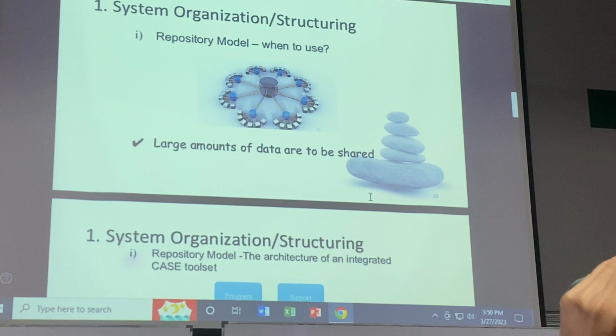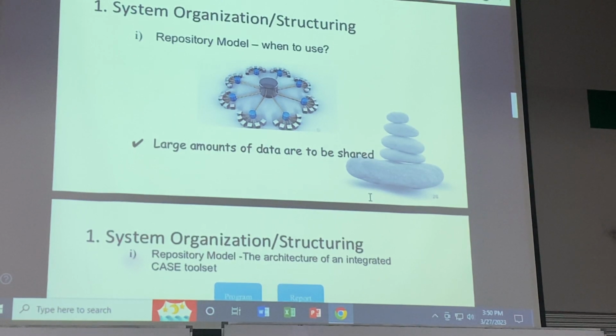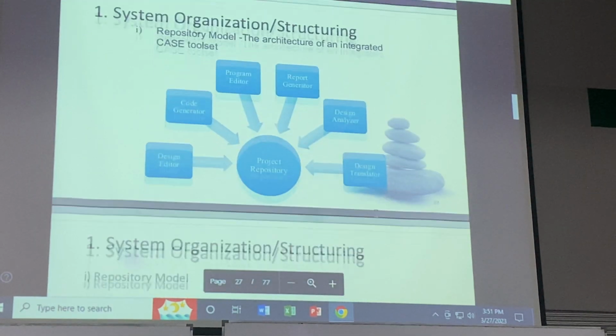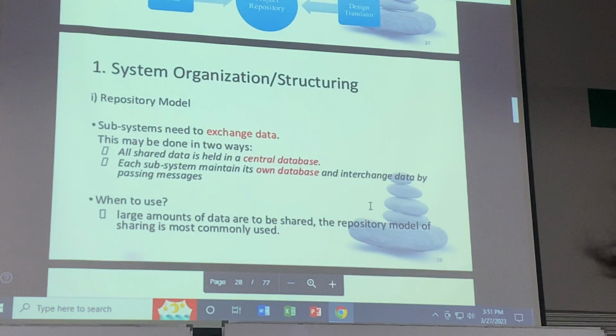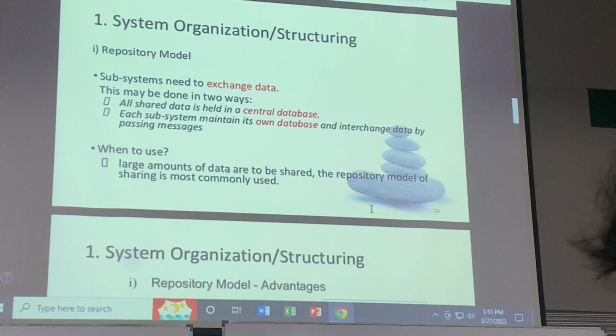The repository model is something like a bank. You can store the data inside, so whenever you want, you can get it back. So if you want to use the repository, make sure that you have a large amount of data which you can store, so whenever you want, you can retrieve it back or exchange it among others. You can see here, the repository subsystem needs to exchange data.